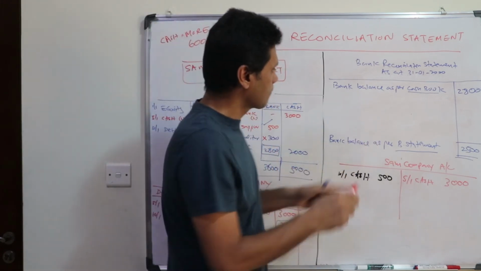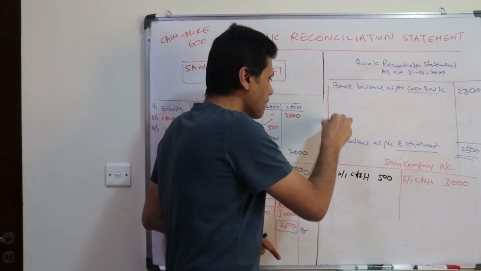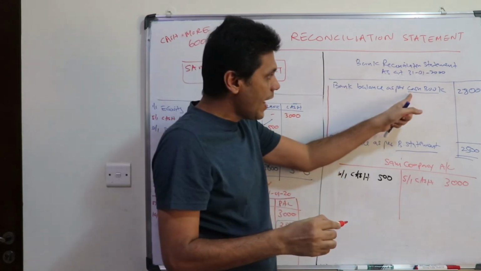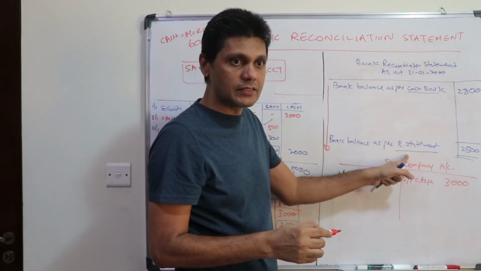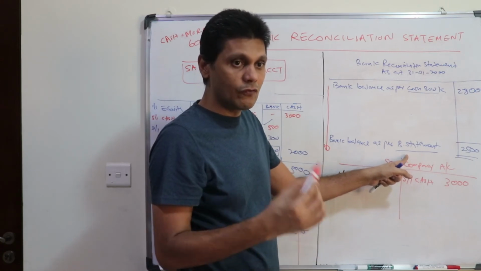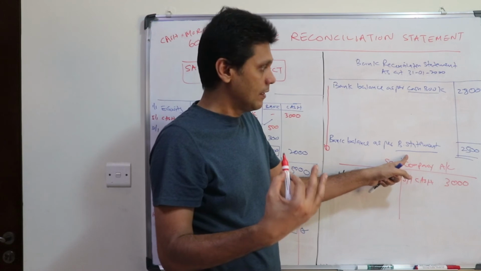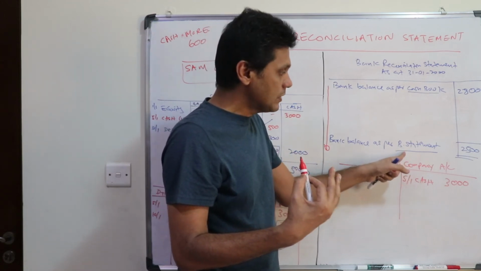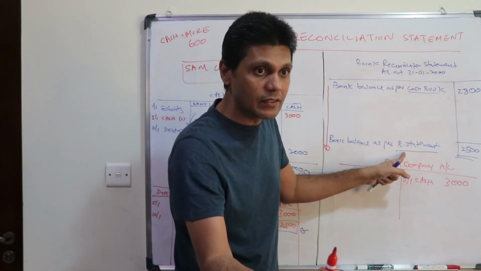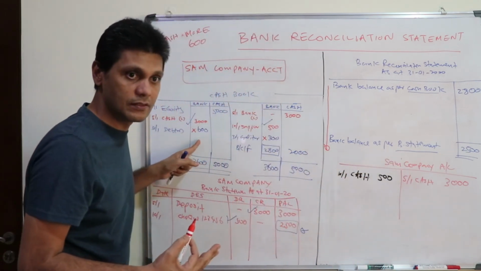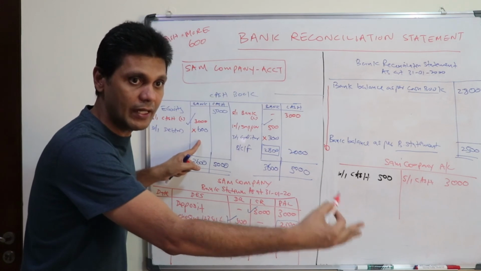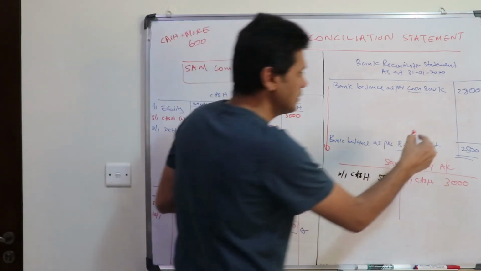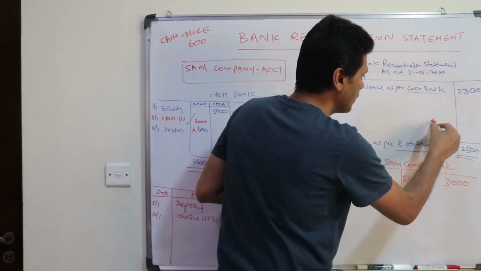Since we are arriving from the cash book balance to the bank statement balance, what we have to do is see what is the impact on the bank statement as a result of this. What is the impact on the bank statement? It's less. So less means you need to deduct 600.